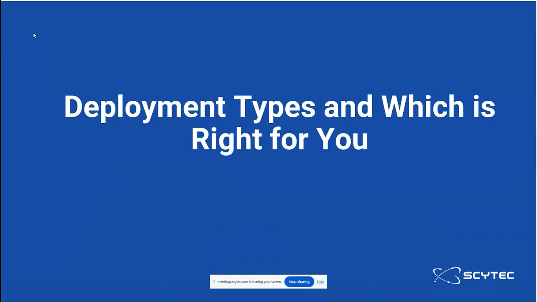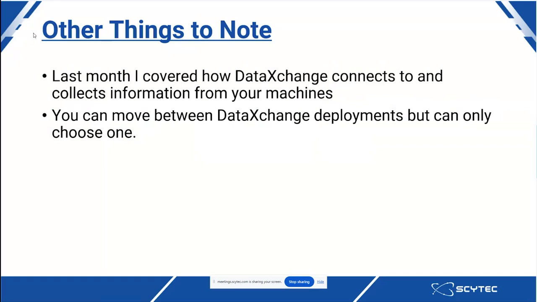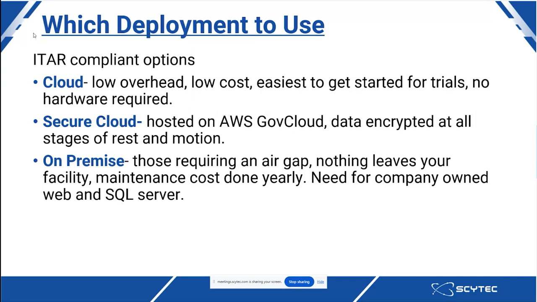Next up, I'm going to be discussing the deployment types and which one is right for you. Now, last month, in our webinar, I discussed how Scytec DataXchange collects information off of your machines and where it then stores that. This deployment type plays right into where the information that's collected off of your machines is stored. And if you remember last month, I talked about with our deployment solutions, you can move from one to another. So you can start out on premise and then move to one of our cloud offerings and then vice versa. So we have 3 main deployment types. We have our cloud, secure cloud, and our on-premise solution, all 3 of which are ITAR compliant options.